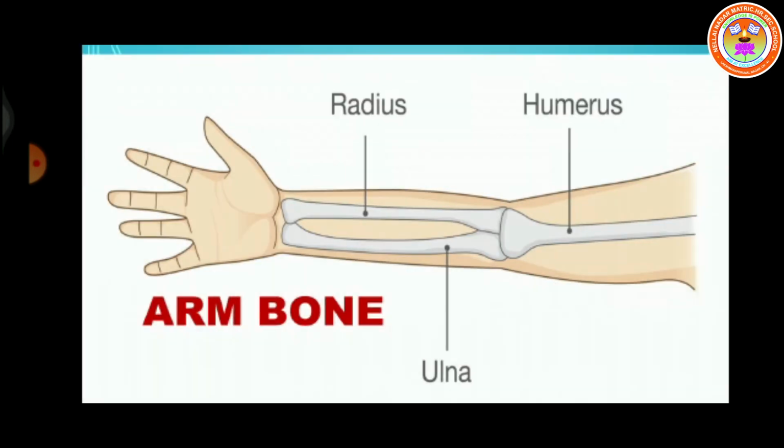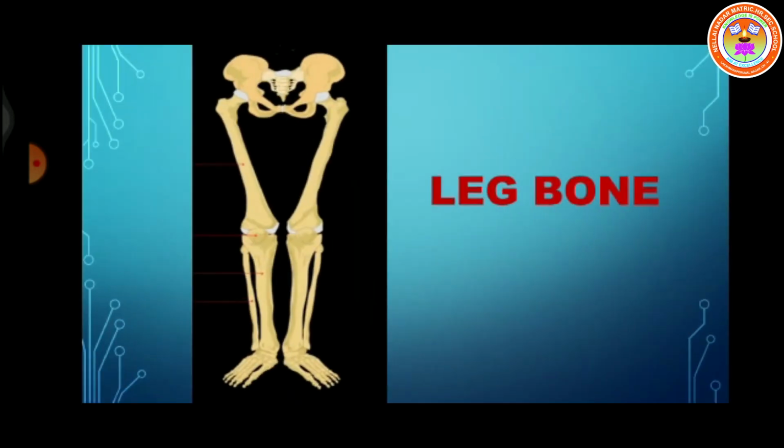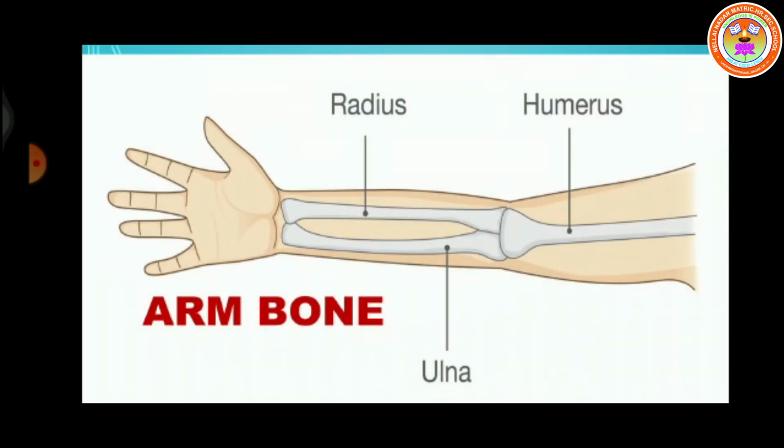Now let us see about the arm bone. The arm bone is the upper limb, made up of humerus, radius, ulna, carpals, metacarpals and phalanges. The hand is made up of, first, the long single bone called humerus, and then the two bones called radius and ulna. Wrist bones are called carpals, the palm bones are called metacarpals, and the bones in the fingers are called phalanges. All these bones are joined by hinge joint.